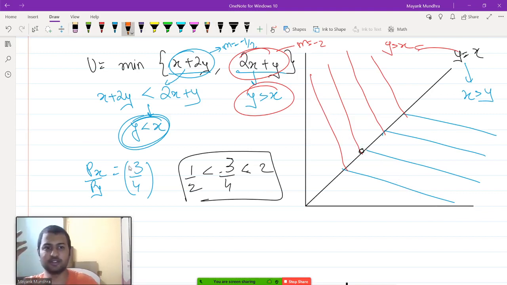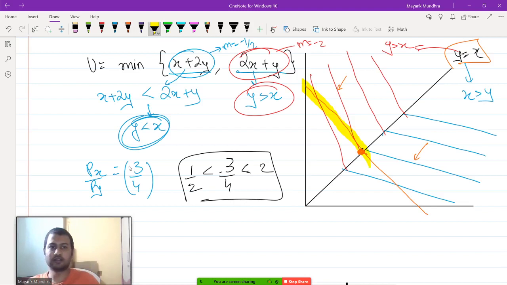So suppose it passes through this point. The budget line will intersect the x equals y line at some point, right? At this point, the slope is less than this part. So it will look flatter than this, but it is steeper than this part. So it is going to be flatter than the red line and steeper than the blue line. So that's why the budget line will look like this.